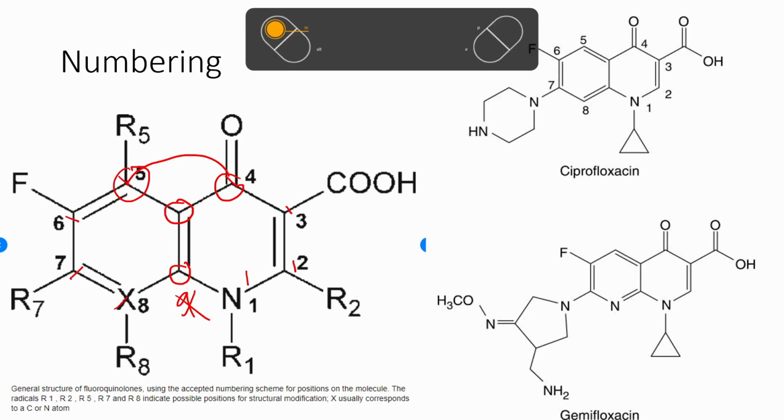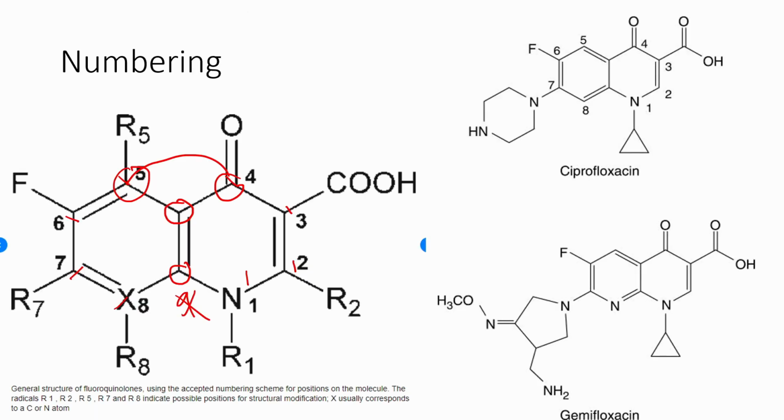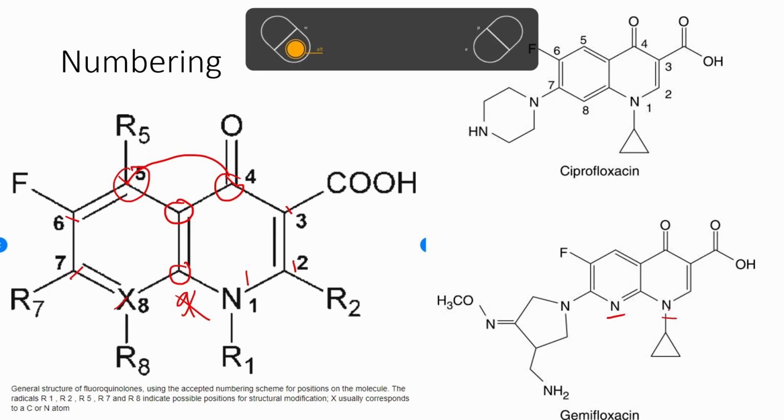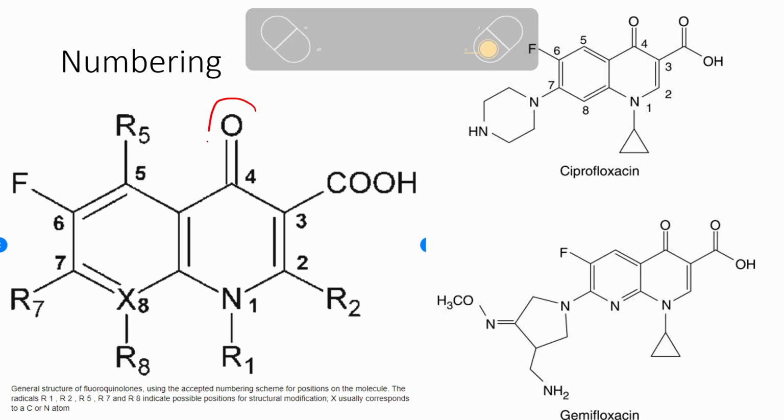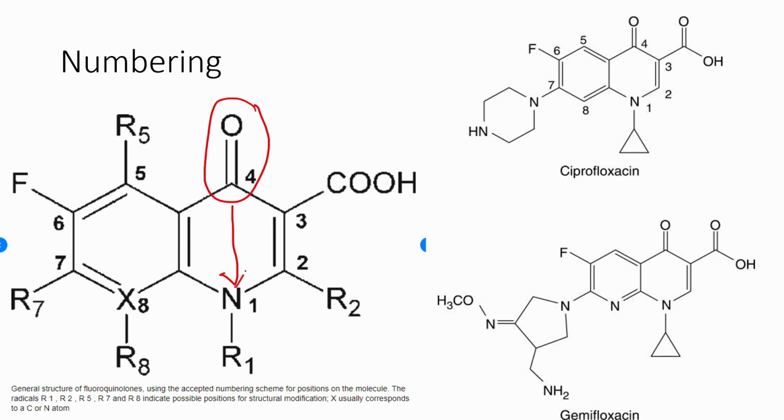Next, the tip to easily find number 1, it's because sometimes you might find 2 nitrogen atoms, like in the case of gemifloxacin. How to find the first nitrogen atom is to simply look for C double bond O, and opposite that is nitrogen number 1. Okay, as you can see, C double bond O, opposite nitrogen number 1. Here in our ciprofloxacin, C double bond O, opposite that is our nitrogen number 1. And C double bond O in our gemifloxacin, opposite that is our nitrogen number 1.